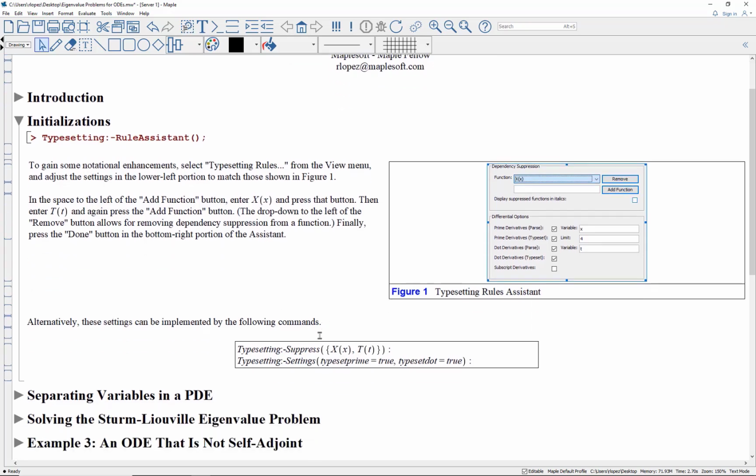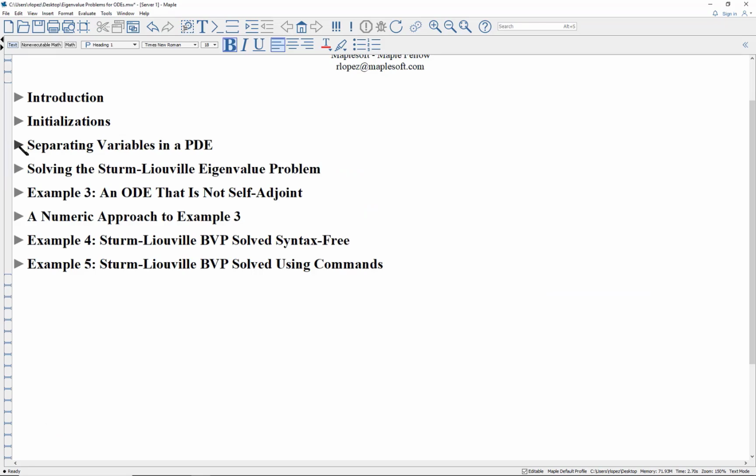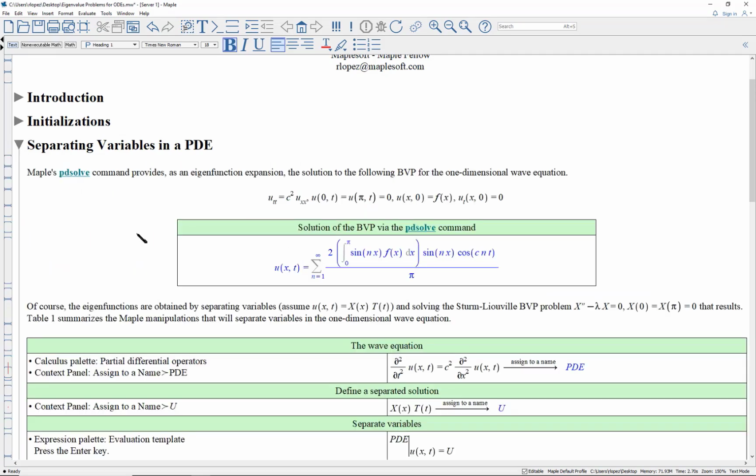That is equivalent to running these two commands. I just thought I would write these commands here for you to see what's really happening. So it's a typesetting operation. I am suppressing the dependency display in x of x, t of t. And this is saying that primes are derivatives with respect to x, and dots over variables are derivatives with respect to t. Now let's look at what Maple does with a partial differential equation.